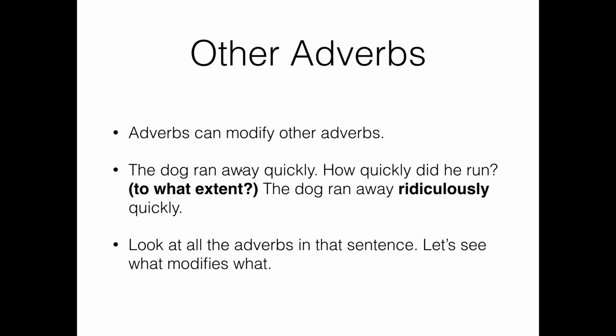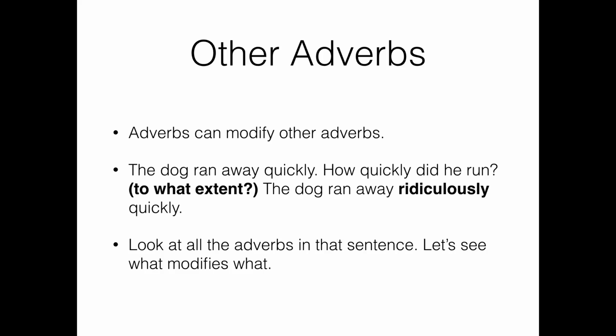Let's look at all. There's lots of adverbs because away is an adverb, quickly is an adverb, and ridiculously is an adverb. So away answers what? It says where, right? Where did he run? He ran away. Quickly tells you how he ran. He ran away quickly. So he ran quickly. He didn't run slowly away. And then how quickly did he run? Ridiculously quickly. So ridiculously modifies quickly, quickly modifies ran, and away modifies ran.